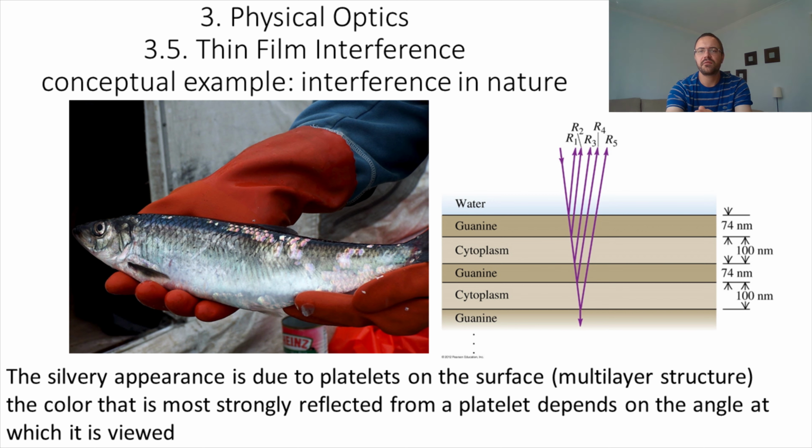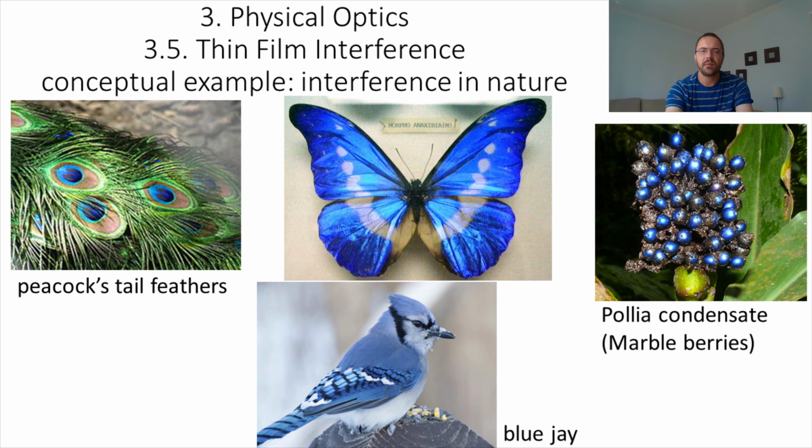Another example, if you fish or if you buy fish at the market, you may have seen shiny reflections of light on the fish scale. This is also an interference effect due to several layers with a thickness in the range of hundreds of nanometers. And the color that is most strongly reflected from a platelet will depend on the angle at which it is viewed. And there are a lot more examples. In fact, if you're interested in more examples, you can check out the Wikipedia article on structural coloration, and you will find a lot more examples of interference in nature.